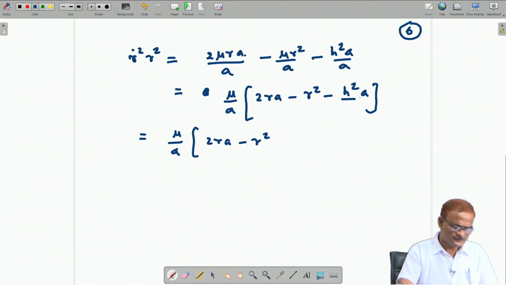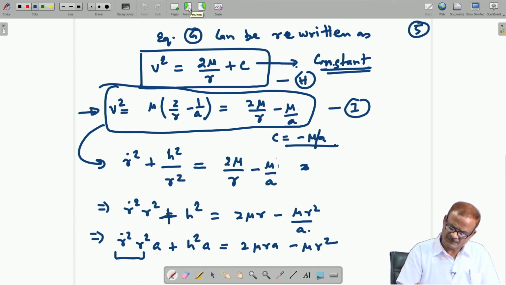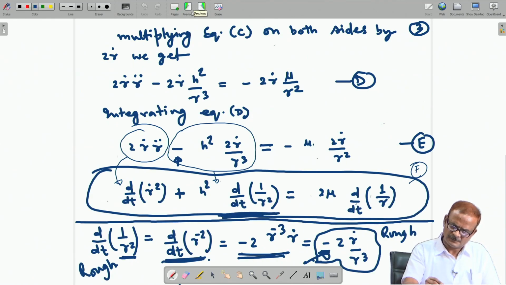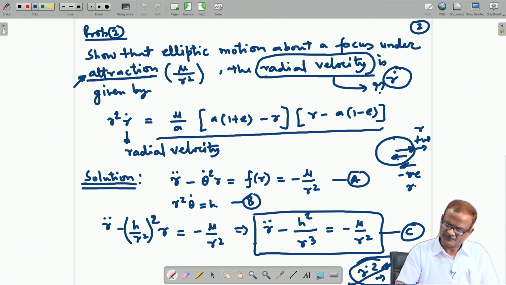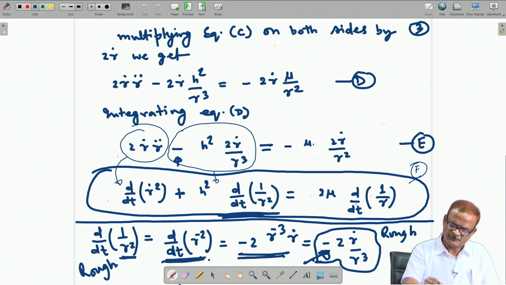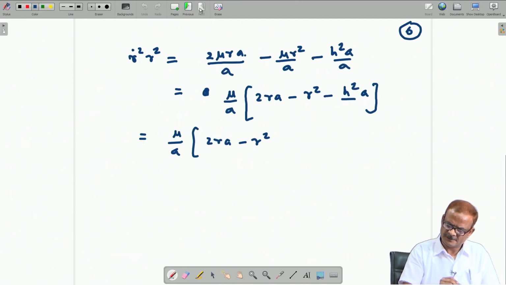In the problem if you look, h square is nowhere mentioned. If you go back on the previous page, nowhere does the h term appear in this equation. So, we have to eliminate h from that place. So, h square now, as we remember, h square equal to mu times L.